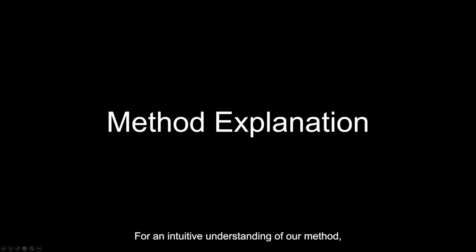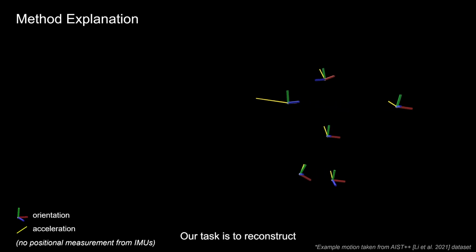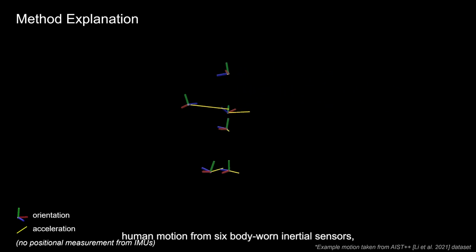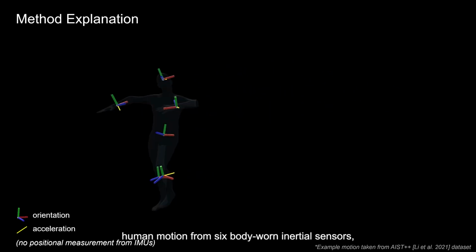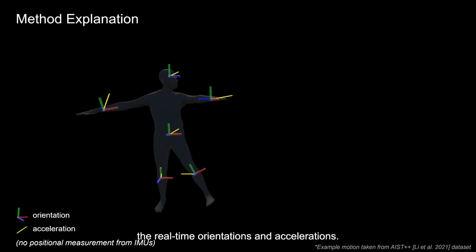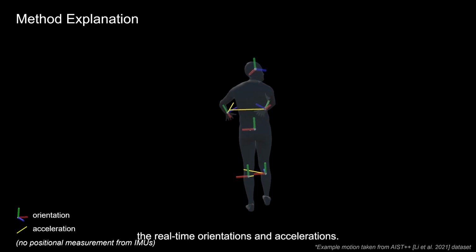For an intuitive understanding of our method, we visually present our main idea in this video. Our task is to reconstruct human motion from 6 body-worn inertial sensors, which measure the real-time orientations and accelerations.